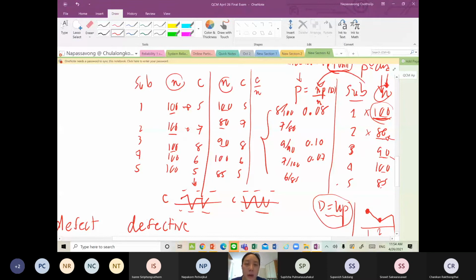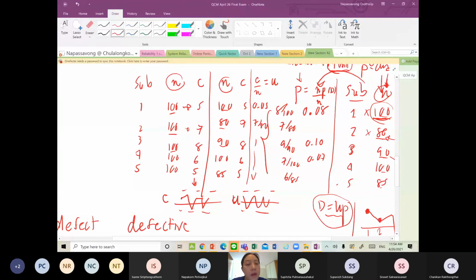That means you calculate the number of defects over 1 unit, so now you compare the number of defects on the same ground, which is per 1 unit. That is called U or DPU. So this will be 0.05, 7/80. You can calculate the U number, and you should plot the U number when you have non-constant sample size.